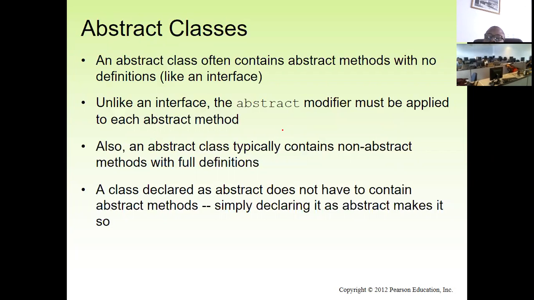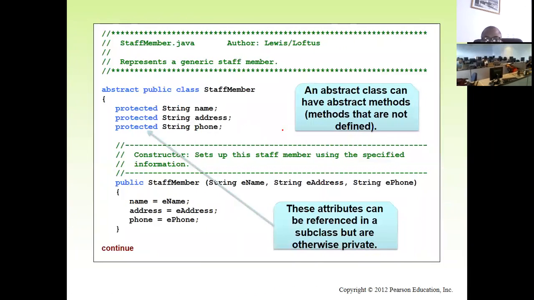A class declared as abstract does not have to contain abstract methods, however. Simply declaring it as abstract makes it so, and that's fine. And so here's an example, and we're going to look a little bit more into this example a little later on, but here's a quick preview of the example.